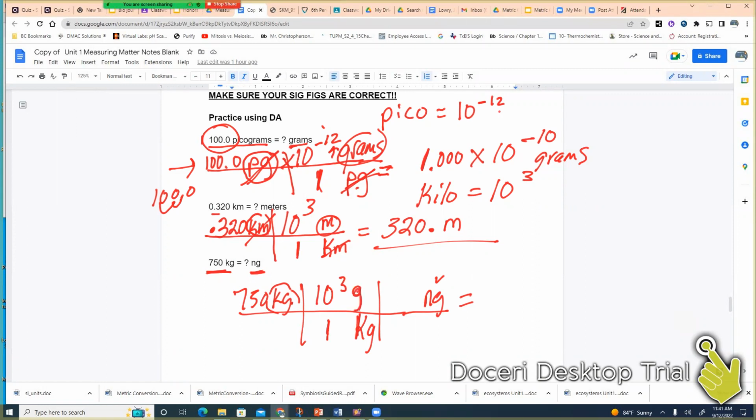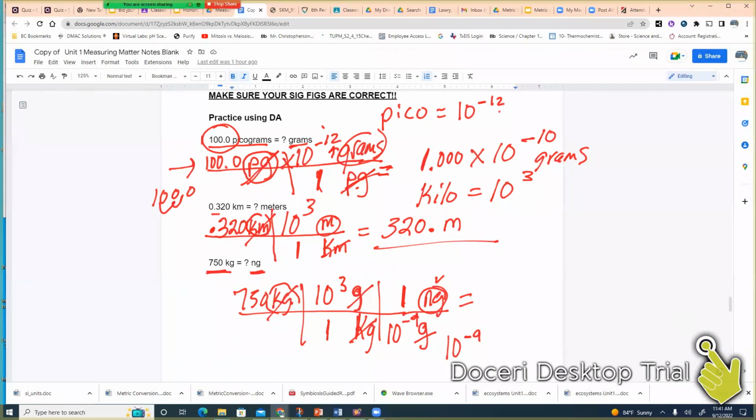Now, grams here, I have to have grams down here. So now where is my 1 going to go? It always goes with the prefix. So write the nano, and what is nano? 10 to the negative 9. If I look, my kilograms cancel out, my grams cancel out. I'm left with just nanograms, which is what I wanted. So why don't you try that in your calculator?